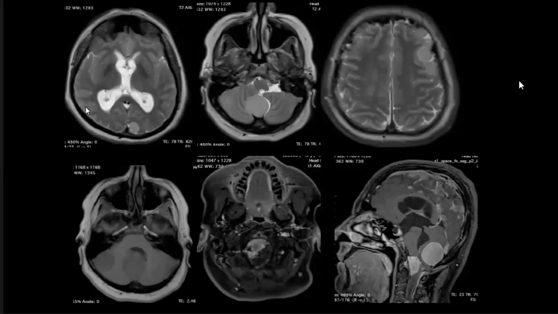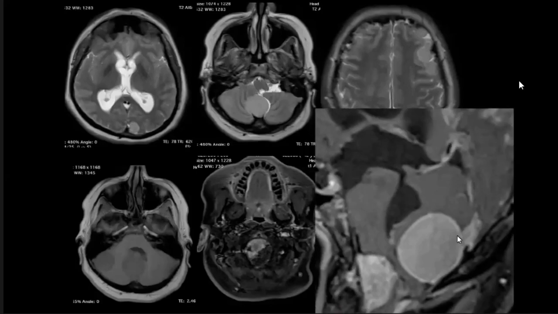Can you see a CSF cleft here? This is extra-axial, and there are multiple extra-axial lesions along the cerebral convexity cortex, yes. So, madam, meningiomas. The enhancement and the multiplicity of the lesions is likely suggestive of multiple meningiomas.